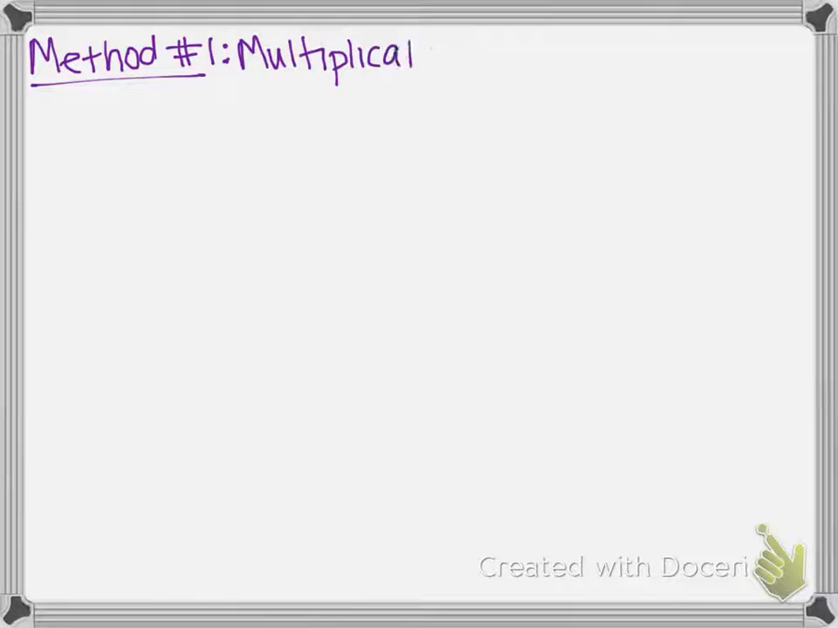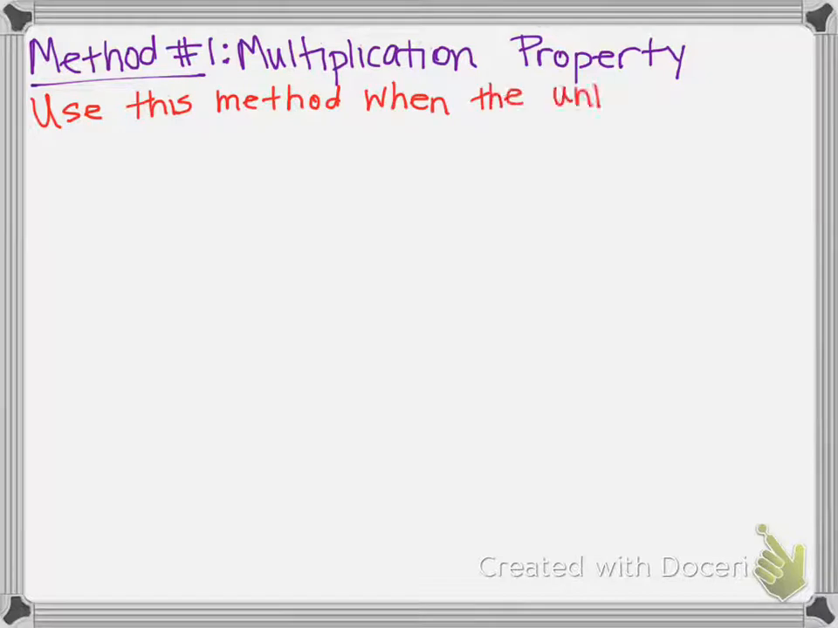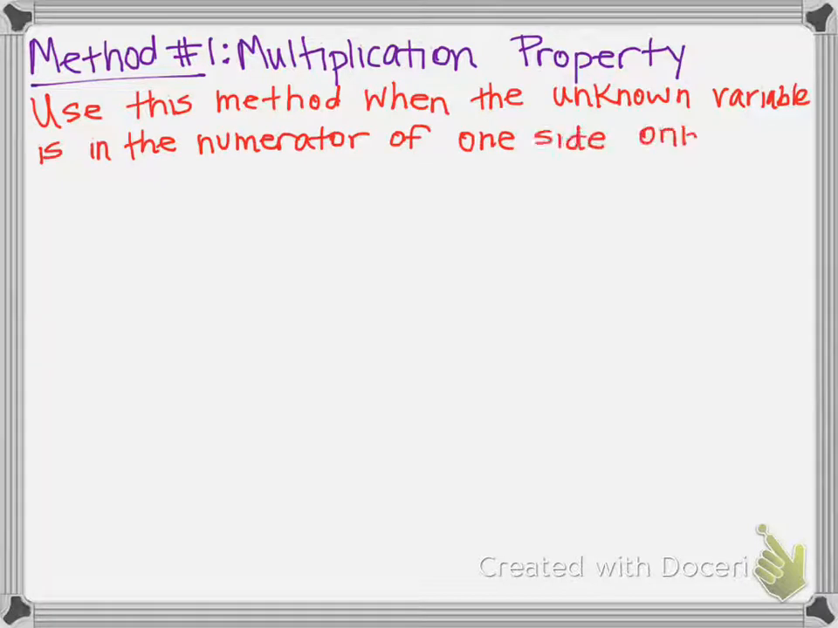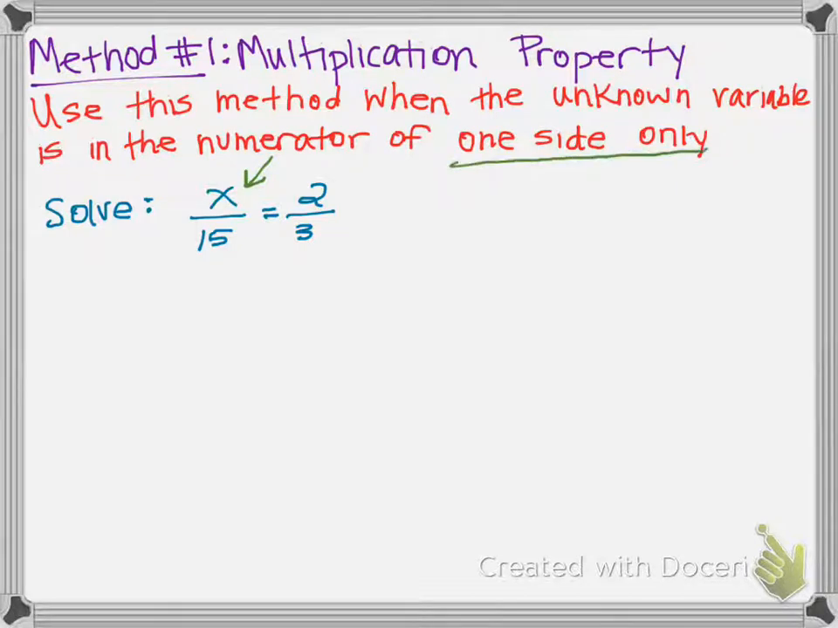So method 1 is called the multiplication property. And we use this method when the unknown variable, so it could be any letter, not just x, is in the numerator of one side only. So when I say that, numerator, in case you don't recall, means it's the top part of your fraction. So here it is in the numerator, and it's only on one side of the equal sign. It's only on the left-hand side. It's nowhere on the right-hand side. It could be on the right, but then it can't be on the left. So it has to be on one side only.